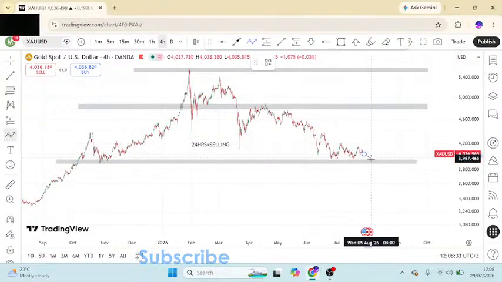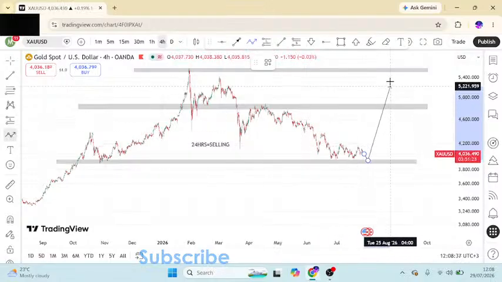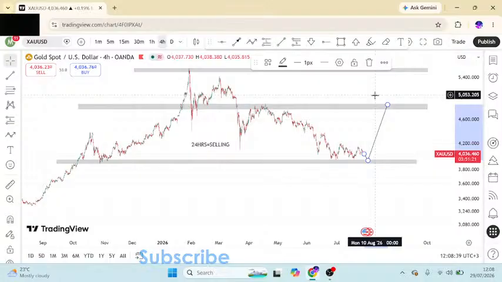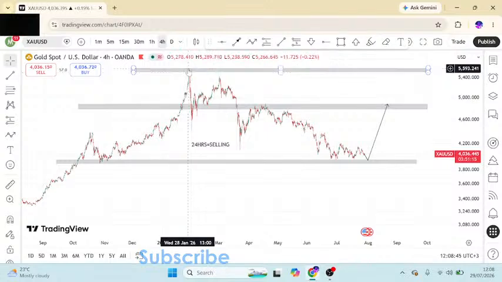At least it taps to the zone, and then we are able to target this high, or we target that area which is our supply zone. Now this is our supply, then this is our demand zone. We are seeing a big push to the upside. This is our supply zone also.